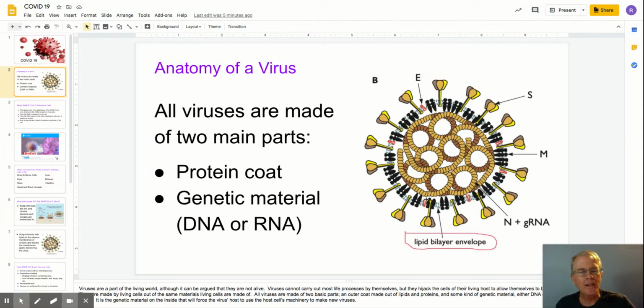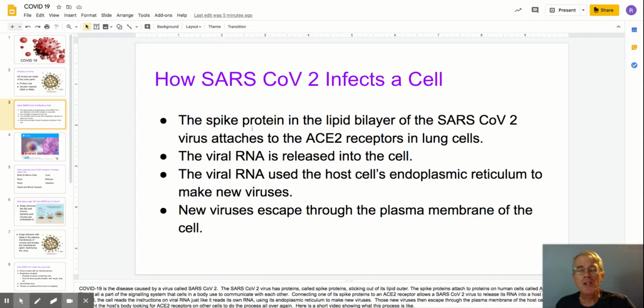This is what's called a lipid bilayer. Your cells have a lipid bilayer on them also. And then there are these proteins sticking out of them. And that was the spiky things that we saw on that first diagram. In fact, they're called spike proteins. Okay. So the spike proteins in the lipid bilayer of a SARS-CoV-2 virus.